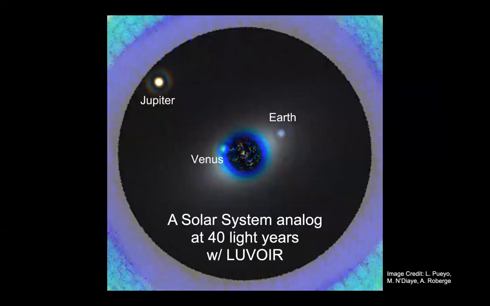But the kicker with LUVOIR is this. This is a synthetic image of an analog to the solar system if it was located around a star 40 light years from us. And the thing is, you can actually image many of the planets in the system, right? You can see Jupiter very clearly. You can get in close to the star. So the star is behind what's called a coronagraph, which is used to sort of suppress the starlight. But you can get close enough that you can see Venus and Earth. In the next few decades, with a large 15-meter class space telescope like LUVOIR.